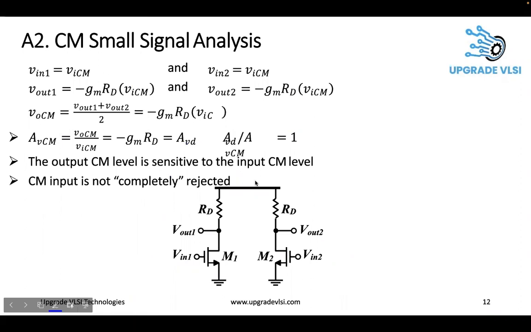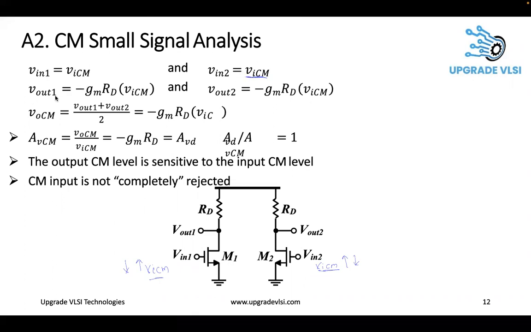Now we have looked at the differential small signal. Now we will look at the common mode small signal. In common mode, V in 1 is connected to V in common mode, and similarly V in 2 is also connected to V in common mode. Both voltages will increase at the same time with the same magnitude, and both will reduce together. There is no opposite sign here in the case of common mode. Either it will increase equally or it will reduce equally. That's why there is no negative here. It's purely a plus sign.